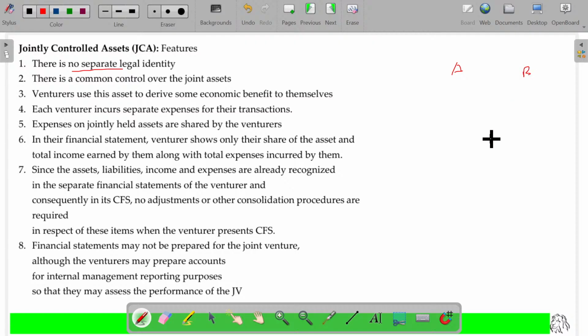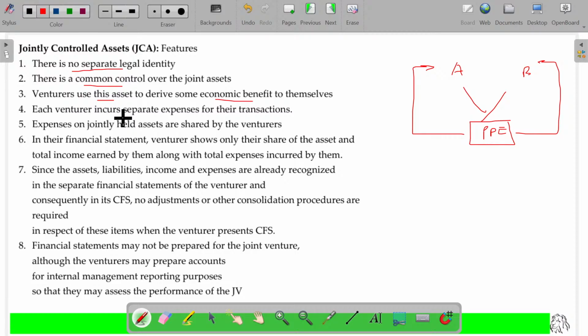A and B may have a property, plant, equipment. It has no legal entity like a partnership firm or company or any other LLP. It will not have any entity form. It is controlled by A and B, common control. The venturers use this asset to derive some economic benefit for themselves. A will enjoy some benefit, B also will enjoy the benefit. Probably A may use it, B may let it out and generate income, or both A and B may let out the common asset and generate the income. That may also be possible.